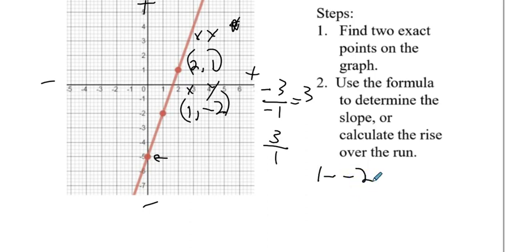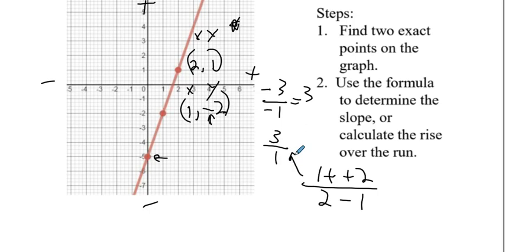Be careful with that negative 2 there. Okay, you're subtracting a negative. And then, since I started with the top one, I need to do 2 minus 1. I cannot go round robin. Well, that leads to 3 over 1, which is just 3.